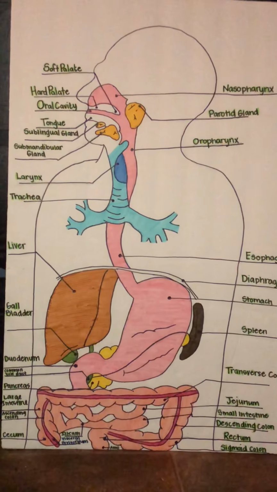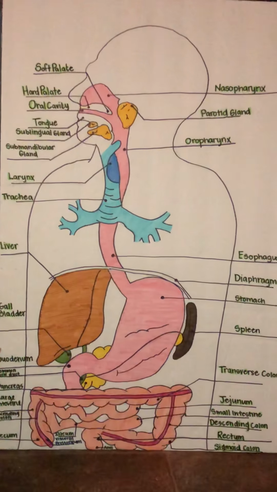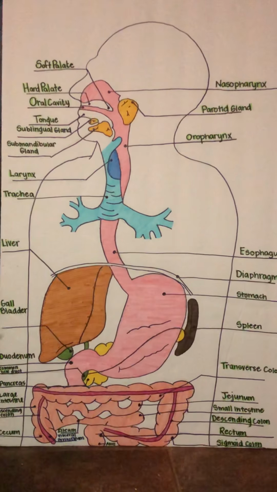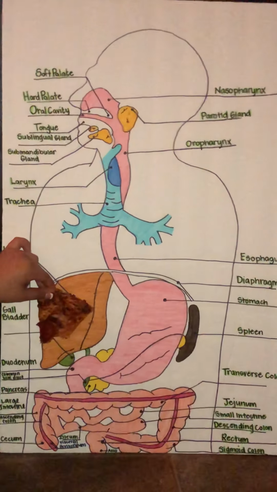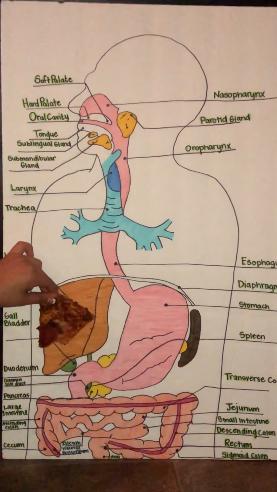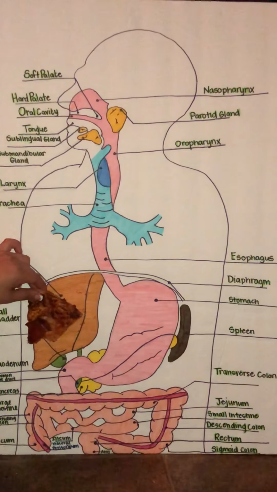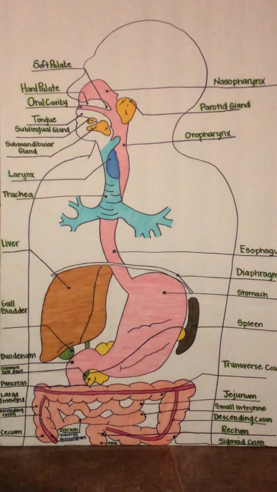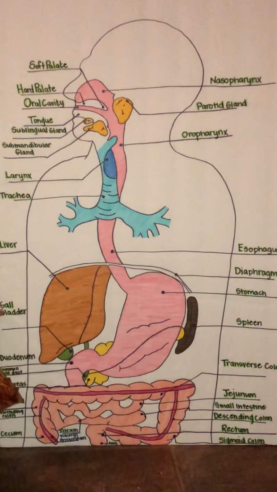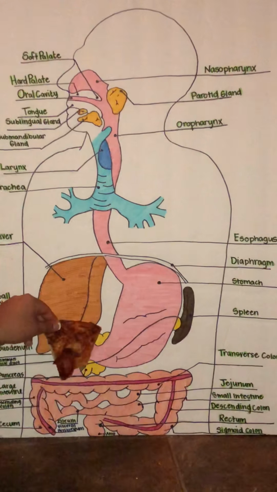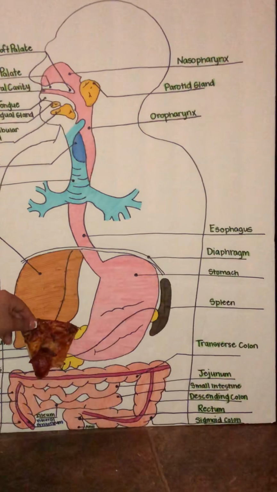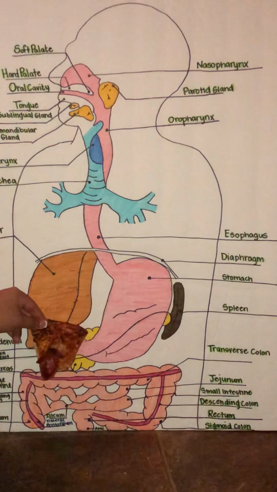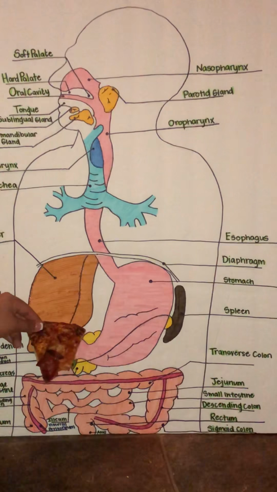So the liver is the big brown thing right here. Yeah, this is the liver. The liver also creates bile, which aids in the digestion of fat. Bile is then stored in the gallbladder. Your gallbladder is right here. Here's the pizza now. The gallbladder releases it before it goes into the large intestine.